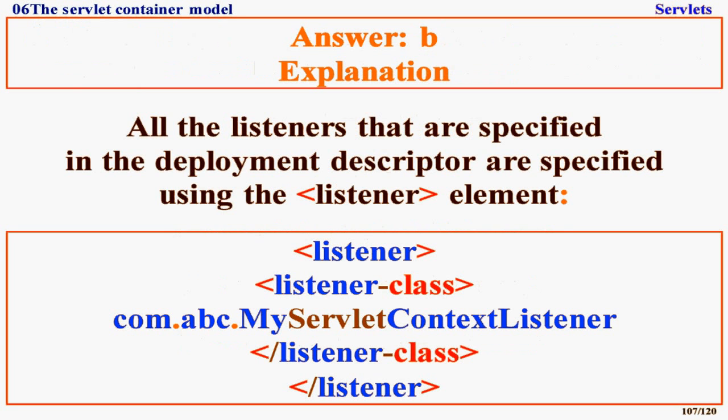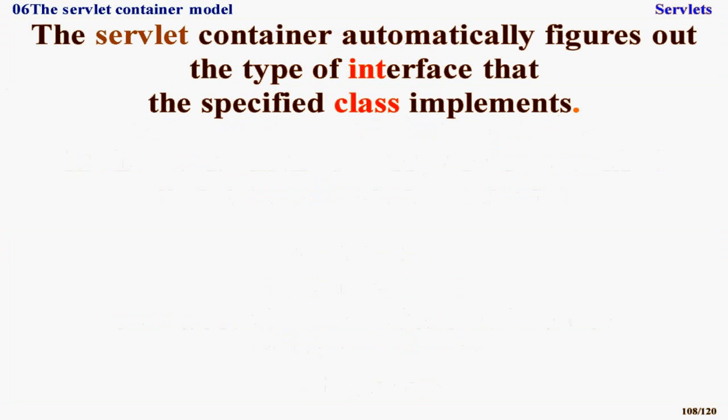Explanation. All the listeners that are specified in the deployment descriptor are specified using the listener element, with a listener-class element, for example ABC.MyServletContextListener. The servlet container automatically figures out the type of interface that the specified class implements.